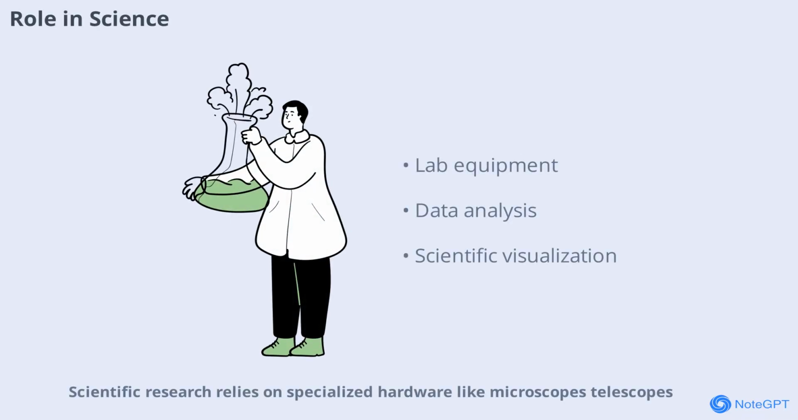Scientific research relies on specialized hardware like microscopes, telescopes, and lab equipment, along with software for data analysis, simulations, and visualization. Together, they enable discoveries and advancements in various scientific fields.